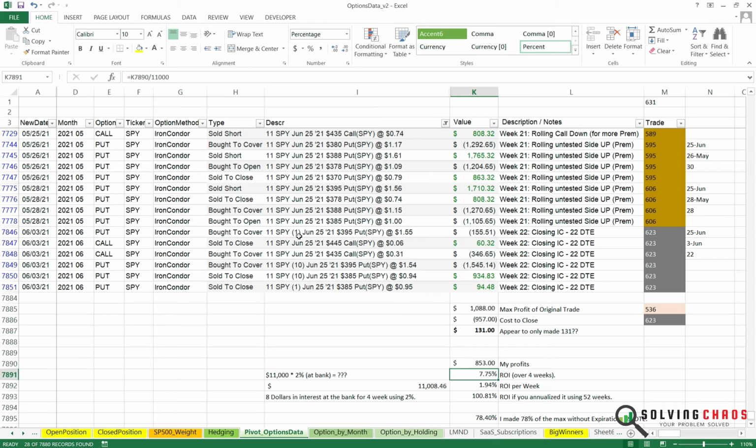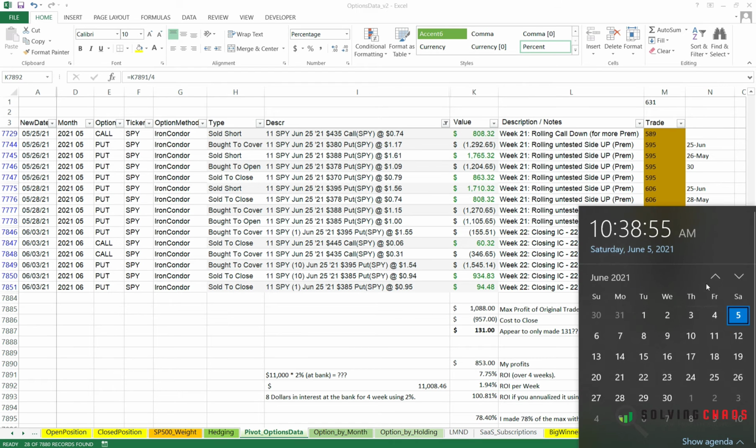11 contracts, they're 10 wide, so that's $11,000. So here's your ROI. What that means is this ROI is also divided by 4. If you look at the calendar, here's the first week, ending, let's just use Saturday to make it easy.